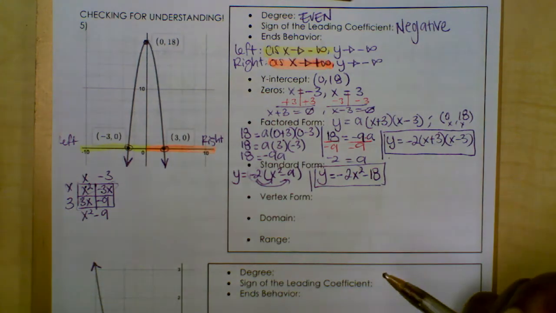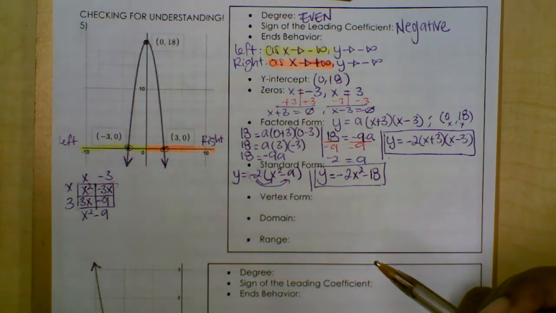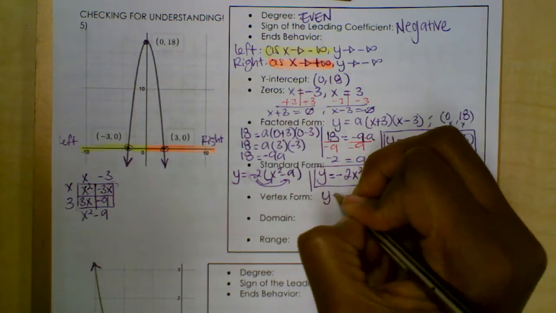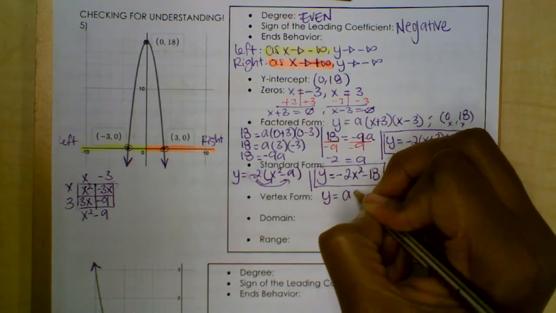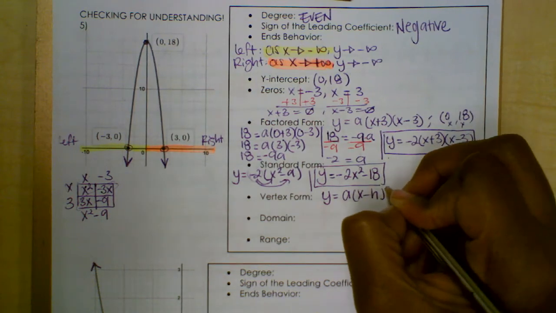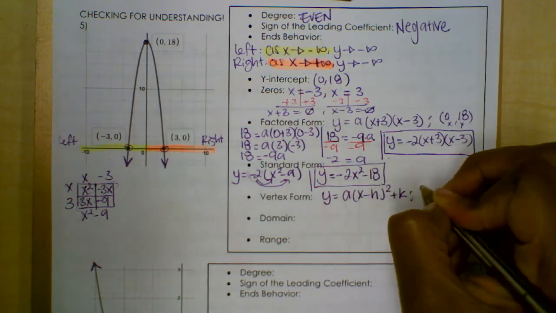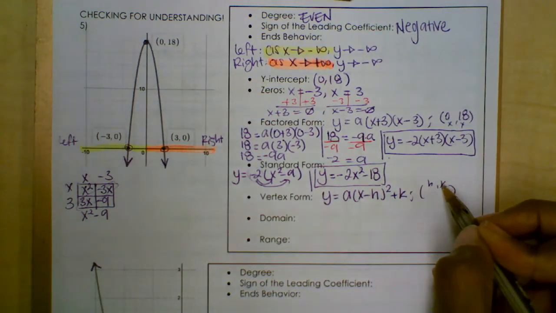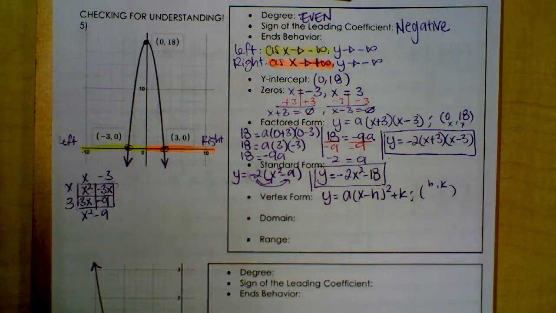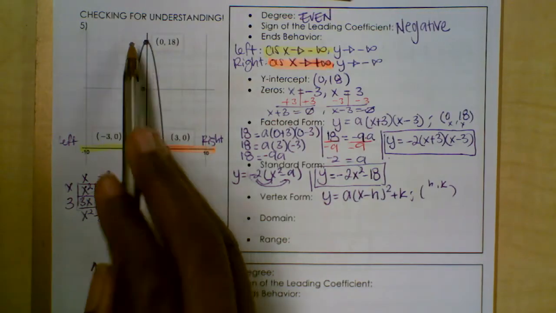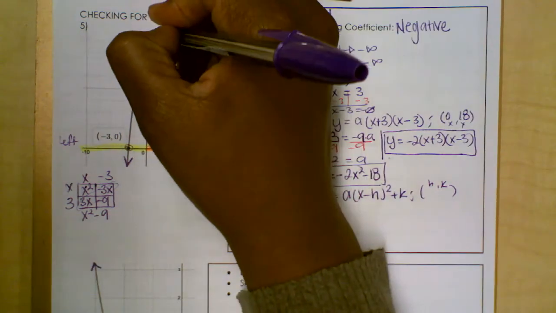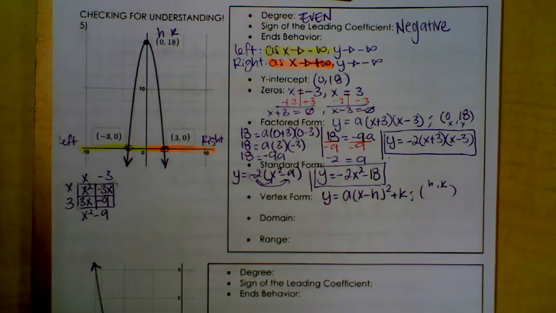And what is going to be the vertex form? For the vertex form, I can use y equals a times (x minus h) squared plus k. Remember, h, k represents the coordinate of the vertex. Since you have a parabola, you refer to it as a vertex. The coordinate of the vertex here is (0, 18).